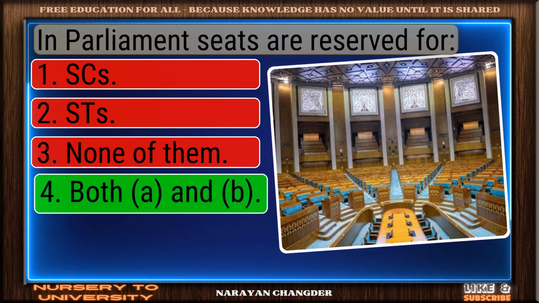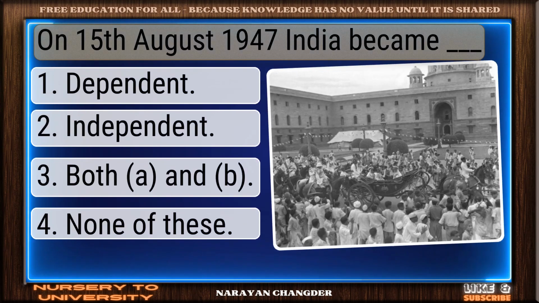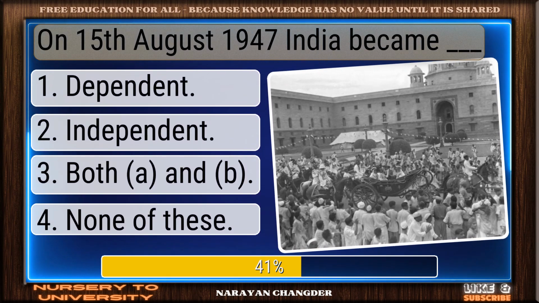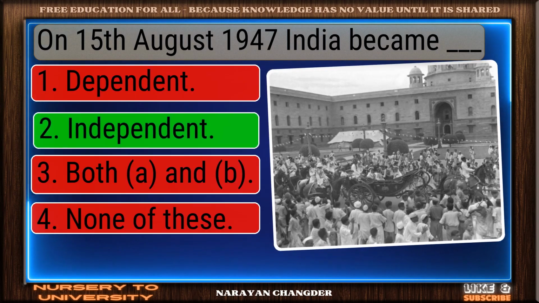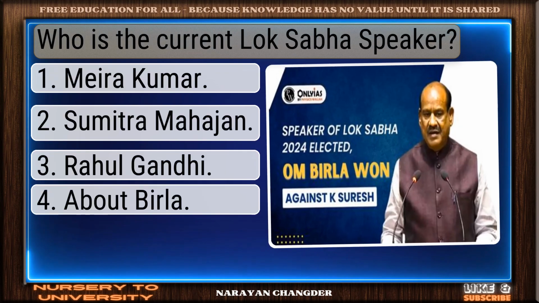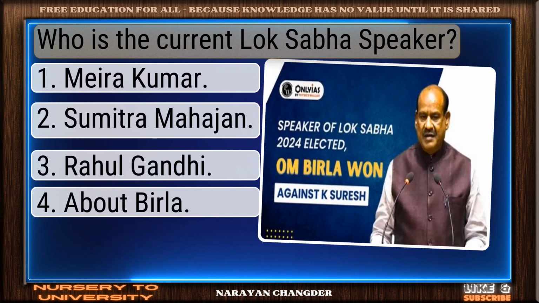Well picked. Both and is the correct answer. Question number 175. On the 15th August 1947, India became dash. Sharp thinking. Independent is the right choice. Question number 176. Who is the current Lok Sabha Speaker?